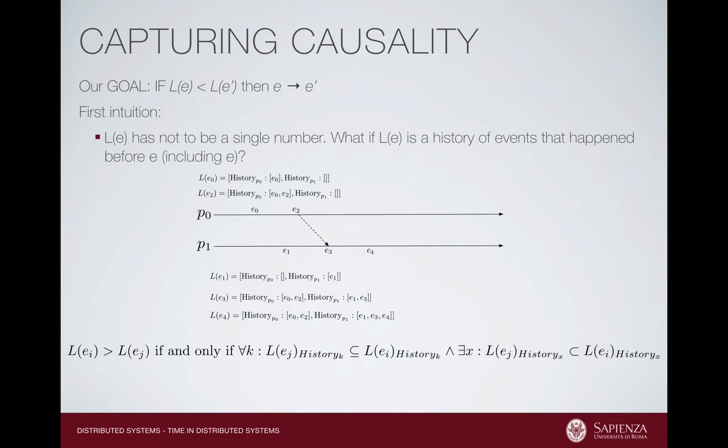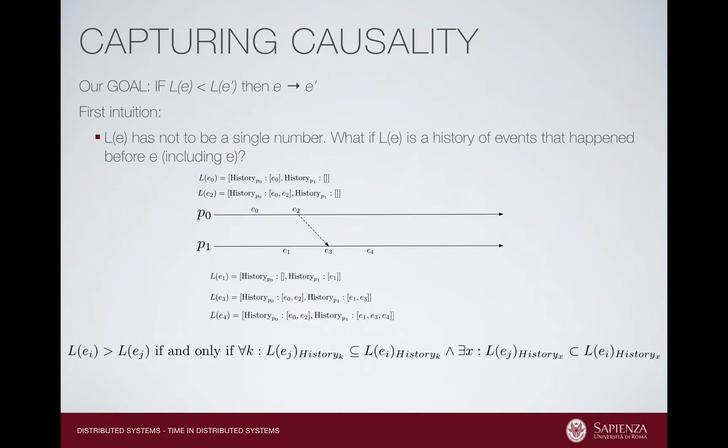Why? Because the history of P0 is equal on both processes, so we can say that the history on the timestamp of event E2 is a subset of the history contained in the timestamp of event E3. And this is obvious because E0, E2 is included in E0, E2, right?